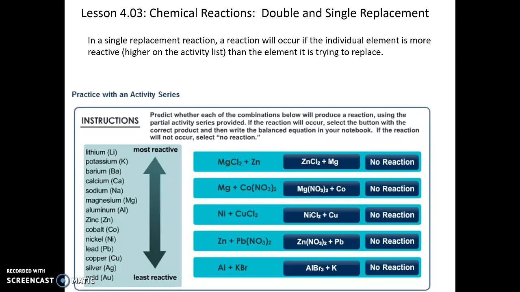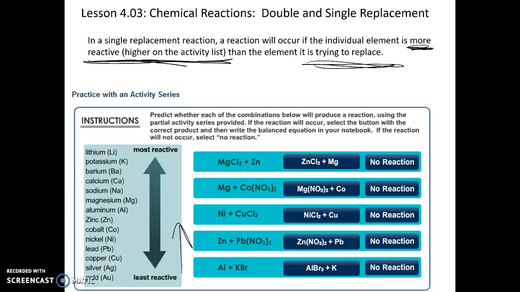So now, in dealing with the activity series, we need to note, especially in a single replacement reaction, a reaction will occur if the individual element is more reactive, higher on the activity series list, for instance, than the element it is trying to replace. All right. So basically, if you start at the top and you are working your way down, the reaction will occur. If you try to start at the bottom and work your way up, the reaction will not occur.